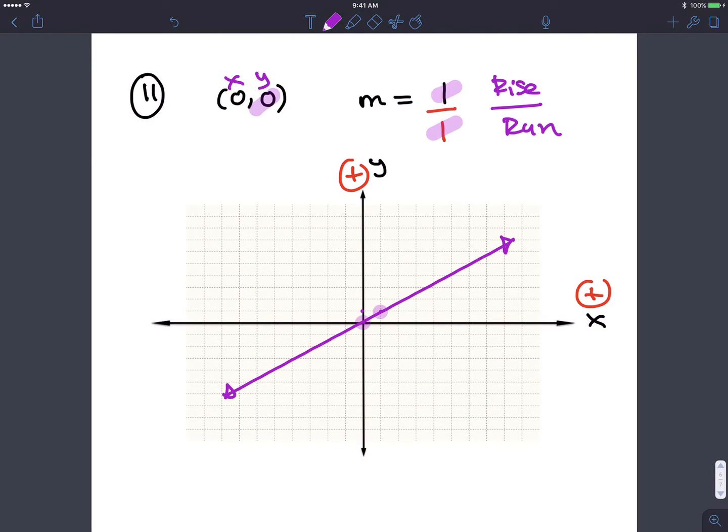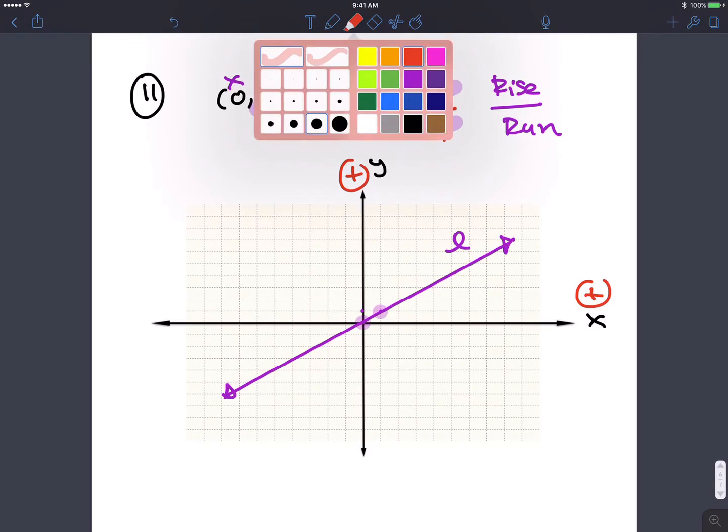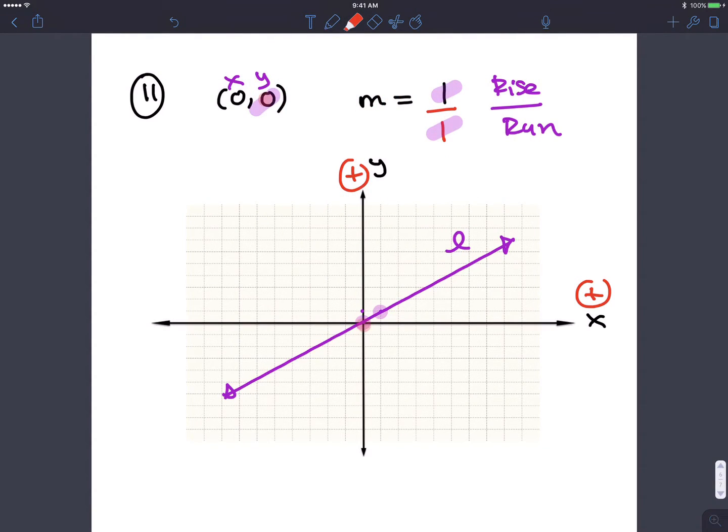Notice again, the y-intercept goes through this location here at 0. This is our line. Number 13, 0, 0, a slope value of positive 3.